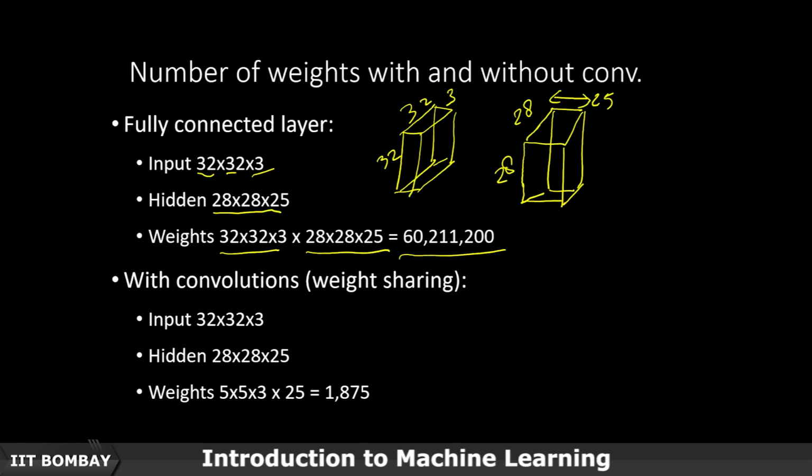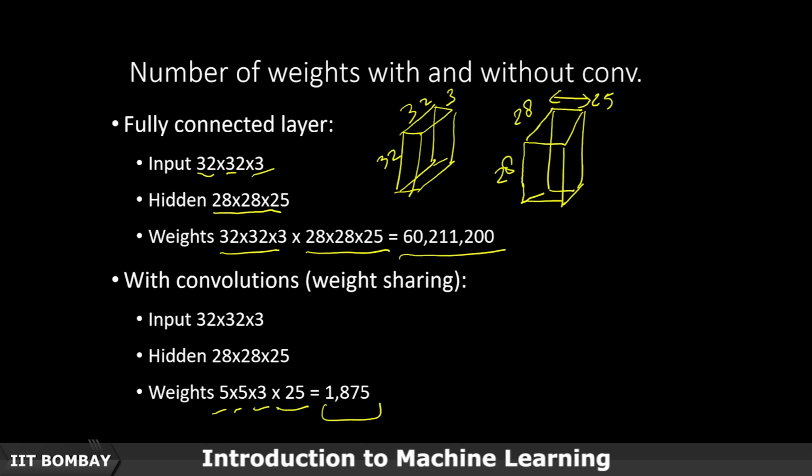So if we were to do convolutions, which is weight sharing, how big would it be? We would have a kernel of size 5 by 5, and because it has to examine all 3 input channels, we multiply by 3, and because there are 25 such features, times 25. So we have only 1875 weights. That's a huge reduction over 60 million, and I am not even counting the biases. The reduction in biases is smaller, but in the number of weights, there is a very large reduction.